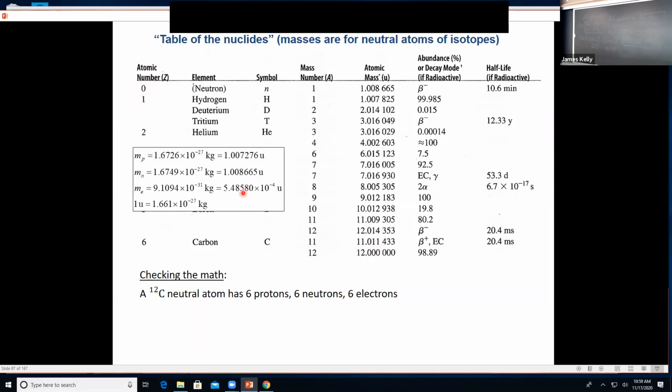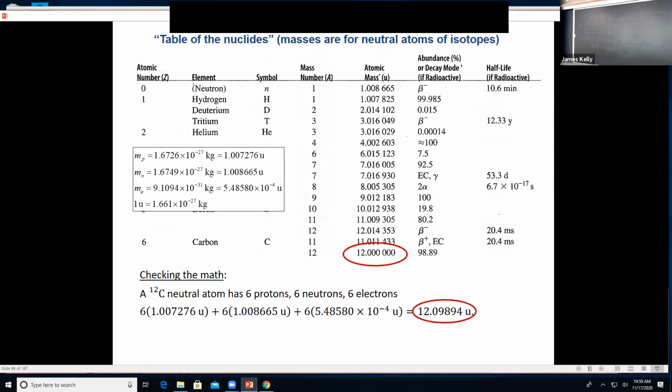Well, we've got 6 protons. Here's the mass of the proton in U. We've got 6 neutrons. Here's the mass of the neutron in U, and here's the mass of an electron in U. We've got 6 electrons, so let's add them all up. Multiplying each of those things by 6 and adding them all up, we don't get the same number there. And that's sort of strange.